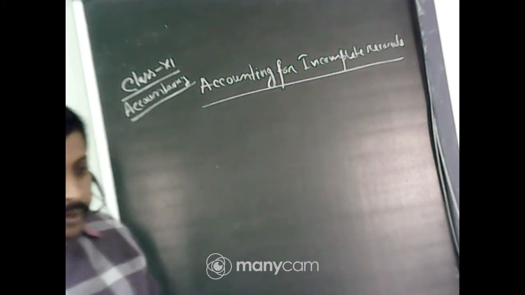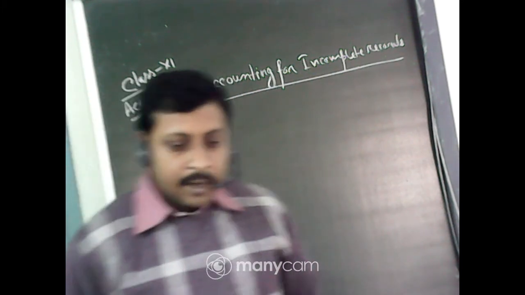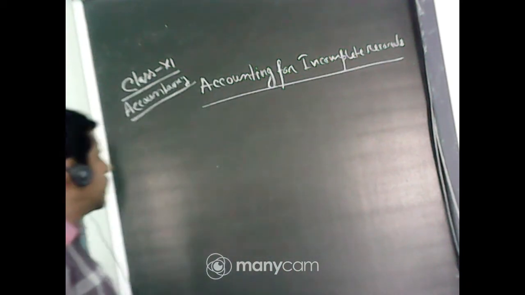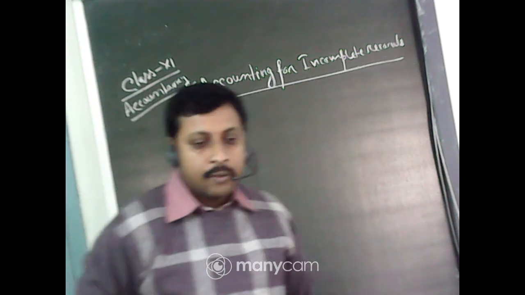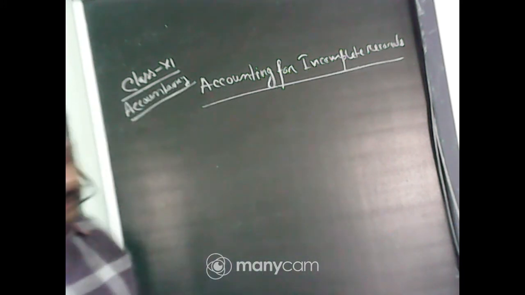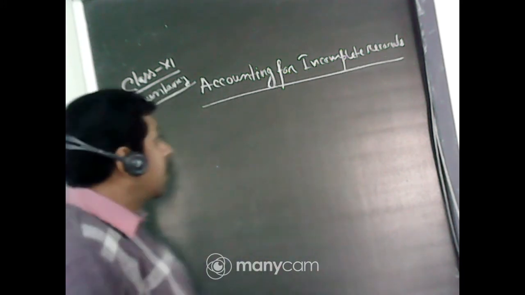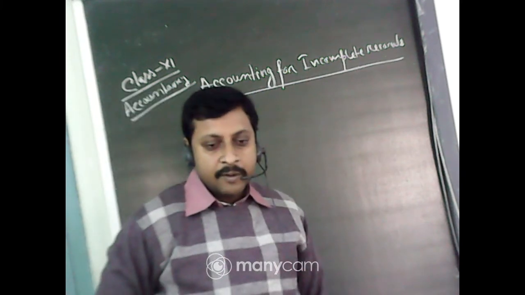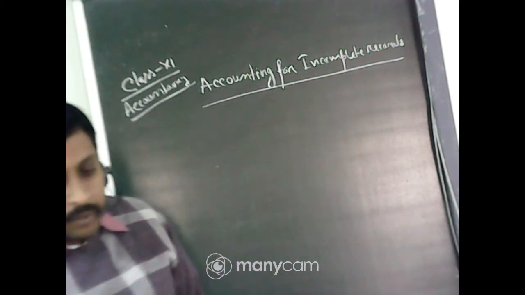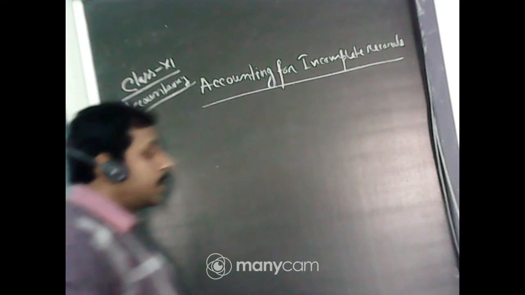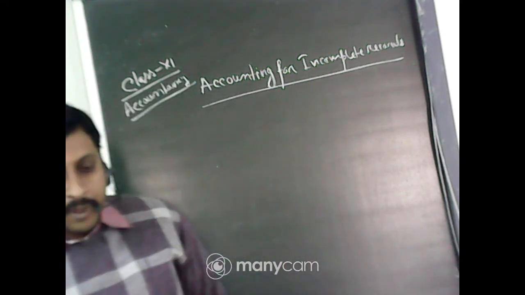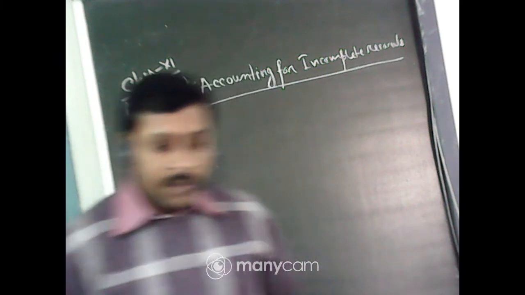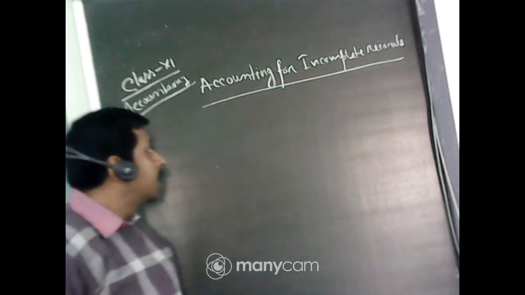Now today we'll start a new chapter from your NCERT book part 2, that is accounting for incomplete records. Now what is accounting for incomplete records? Those whose records are not complete, who don't follow the double entry system, actually follow the single entry system.